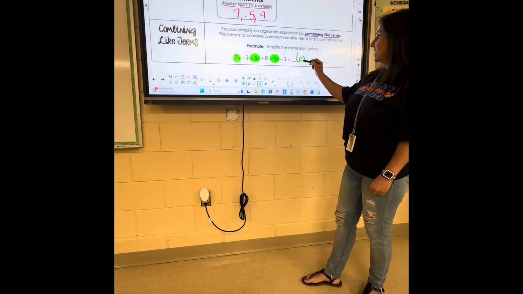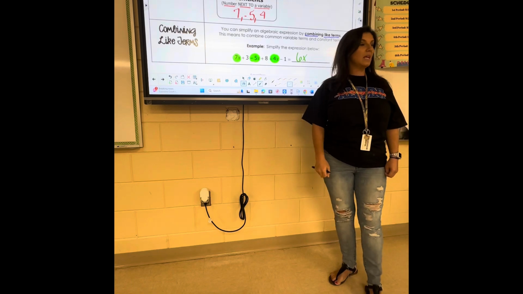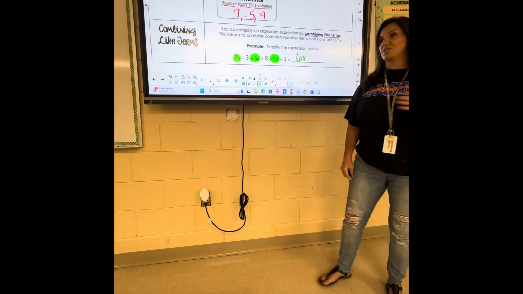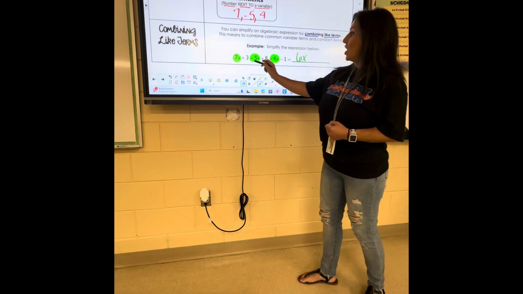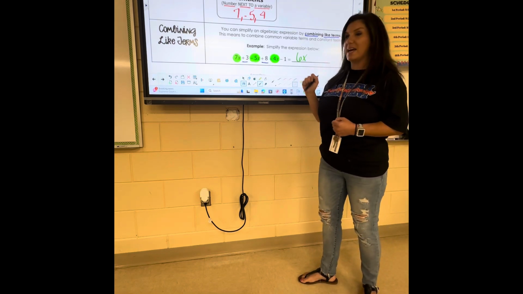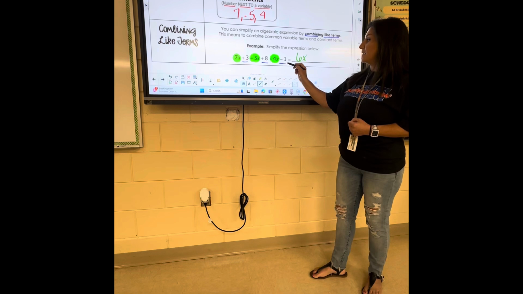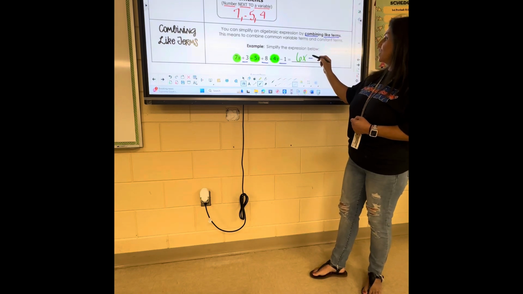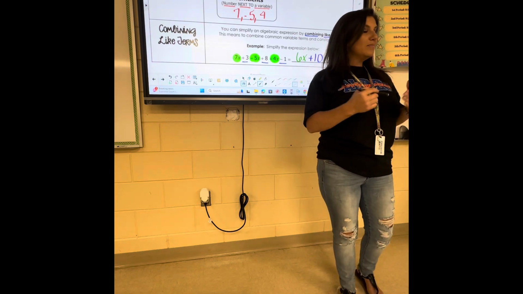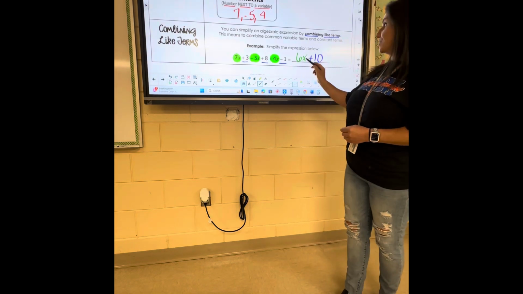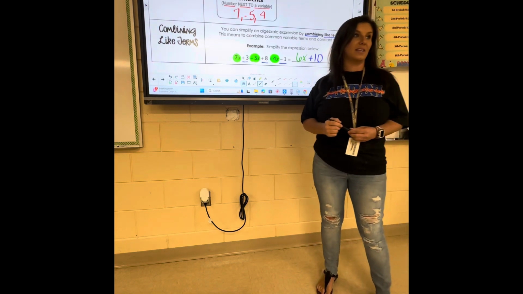So I have 6x. And now I want to go and look at my constants. Constants are always going to be the last thing that we do. So when I look at my constants here, I have 3 plus 8, which is 11, and then minus 1. So 11 minus 1 would give me a positive 10. So here is all of my like terms simplified into the smallest expression of 6x plus 10.